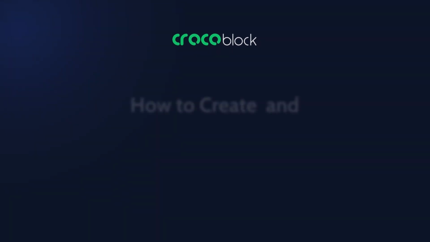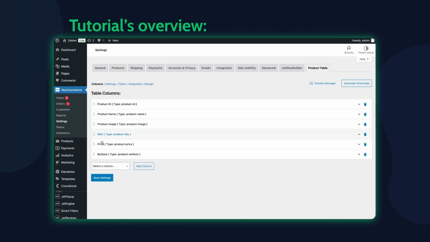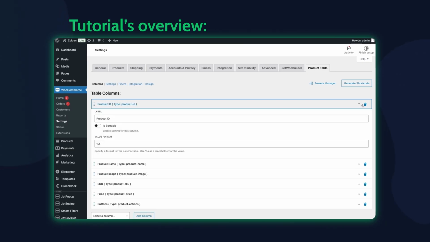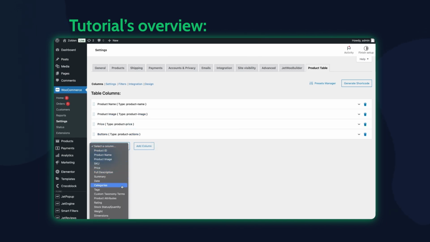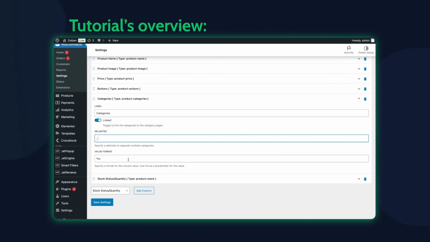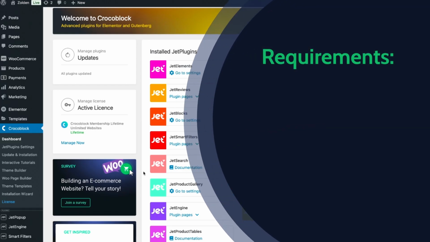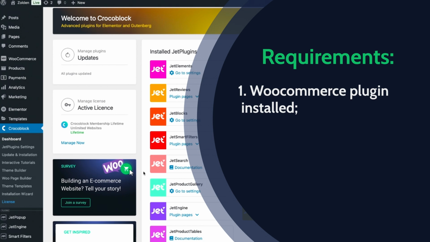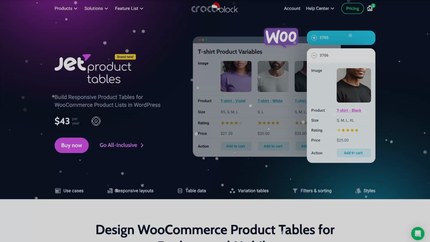This is Mary and today I will show you how to show products in a table using our new plugin JetProductTables. With this plugin, you can easily add the content from the products, style, and even filters in just a few clicks. Ensure you have the WooCommerce plugin installed and products created. Also, the JetProductTables plugin is active.